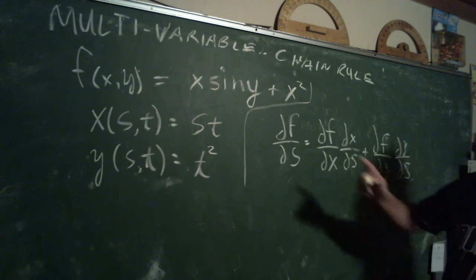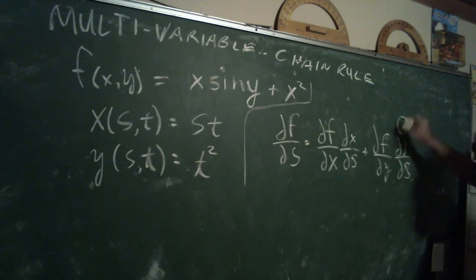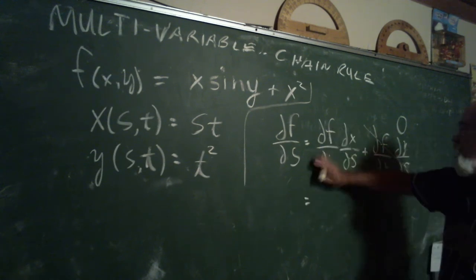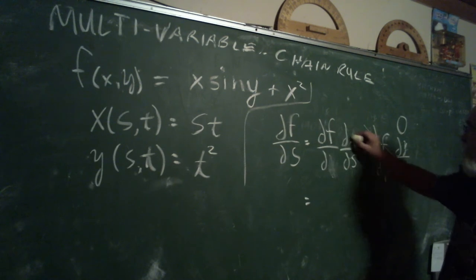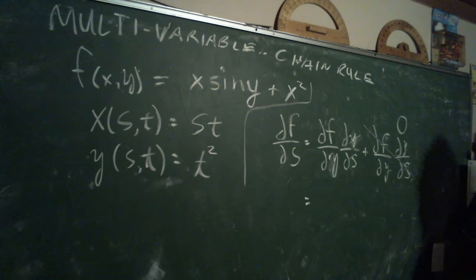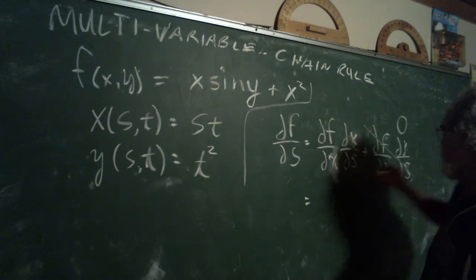Because the partial of y with respect to s is 0, this whole term is gone. That's nice when it happens. So the answer for this one is the partial of f with respect to, my fault, y. No, this is x. I'm wrong. My fault. The y stuff's over here.